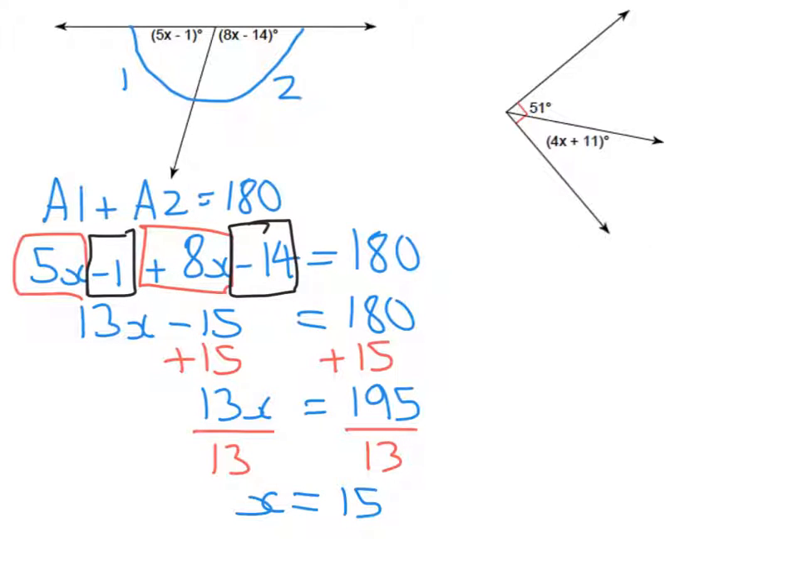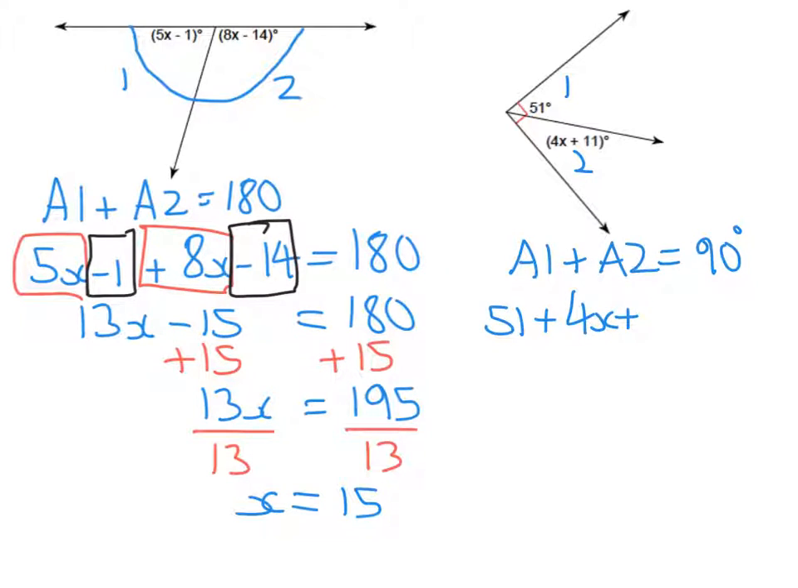Now, looking at this second one here, we've got a right angle here. So what we can say, if we have angle 1 and angle 2, is that angle 1 plus angle 2 will this time be equal to 90 degrees. So angle 1 is 51. Angle 2 is 4x plus 11, and that's equal to 90.